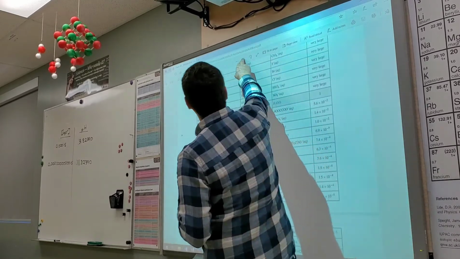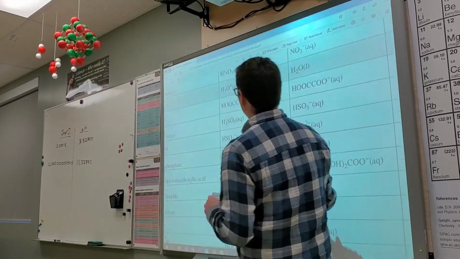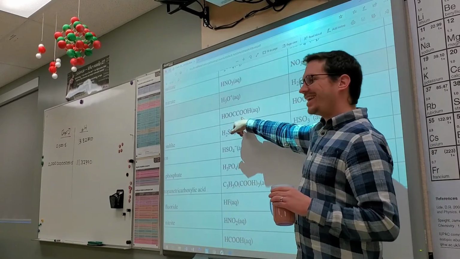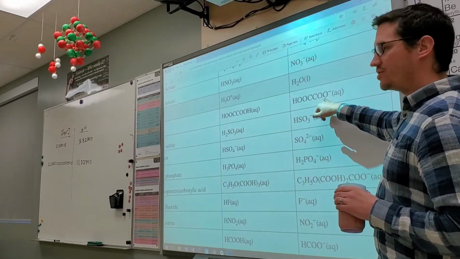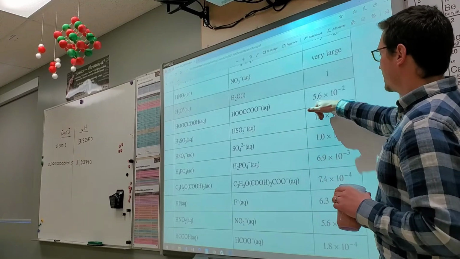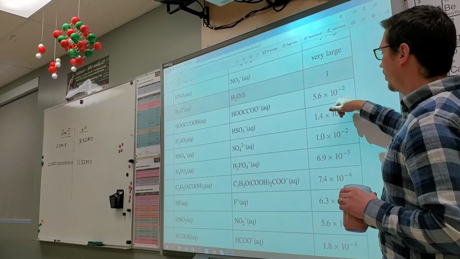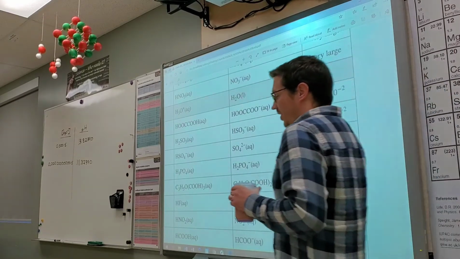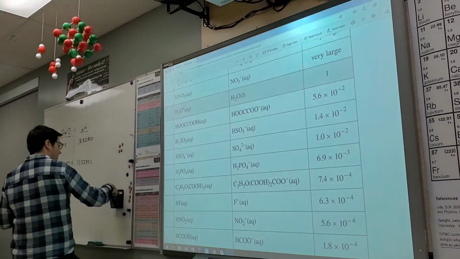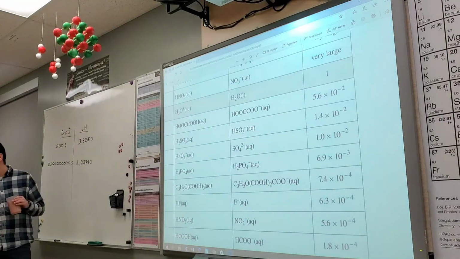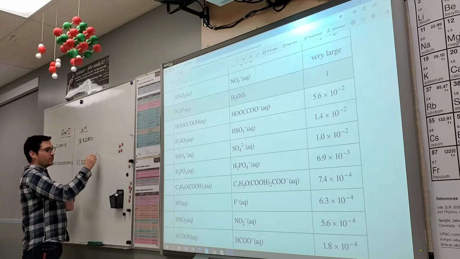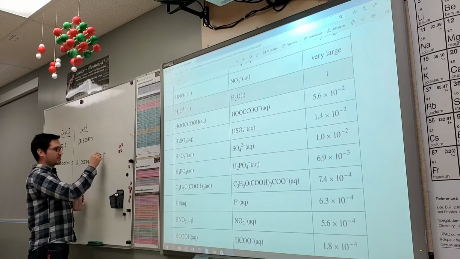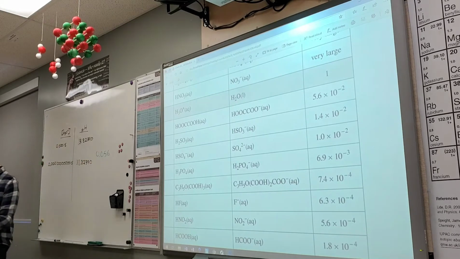So when I look at the Ka for this reaction, when oxalic acid turns into hydrogen oxalate, it has an equilibrium constant of 5.6 times 10 to the negative 2. 5.6 times 10 to the negative 2, that's not the tiniest constant we've ever seen. That's 0.056. That's not tiny, but it's still less than 1.